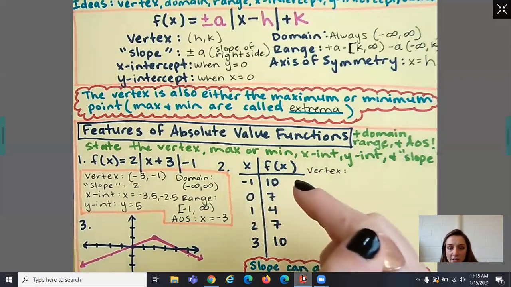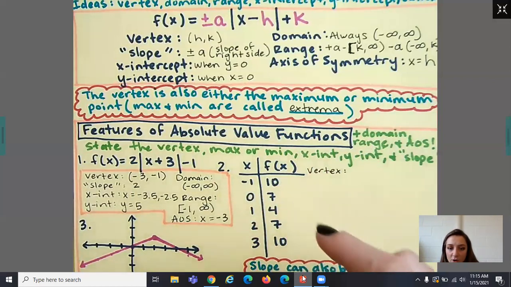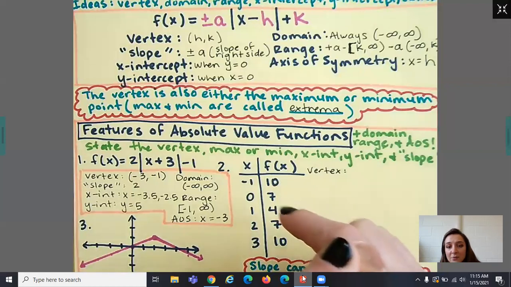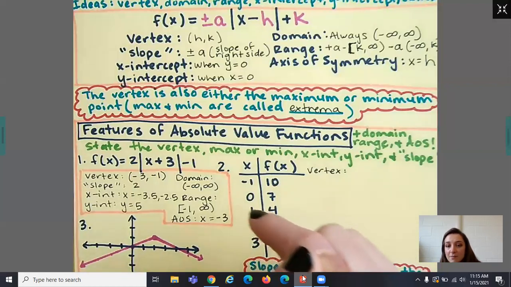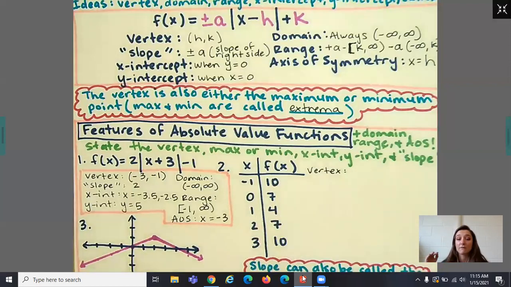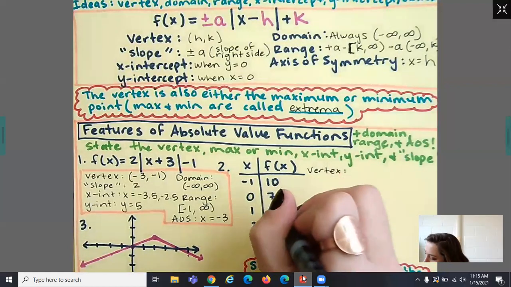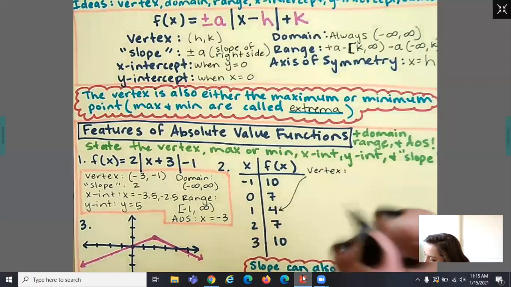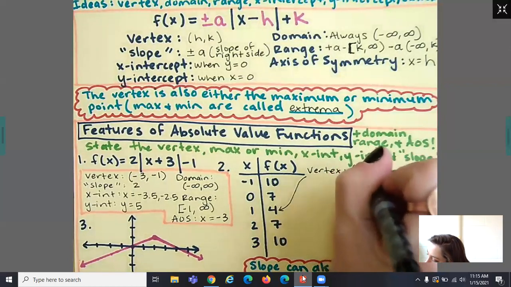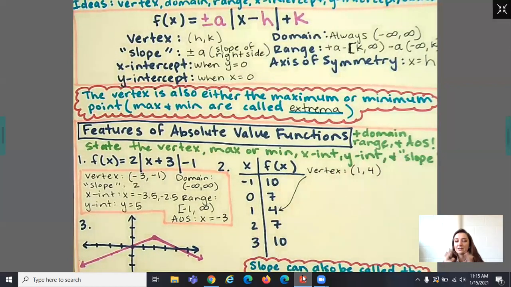And we can see it's going 10, 7, 4, 7, 10. That means that this value right here, that 4 that was in the middle, is going to be your vertex. So it's a little bit weird, but this value right here is going to be your vertex, 1, 4. And that's because everything is symmetrical around that vertex.